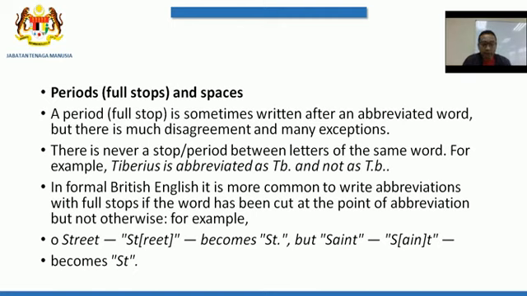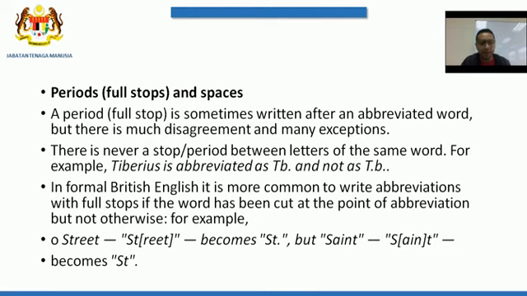A period or full stop is sometimes written after an abbreviated word, but there is much disagreement and many exceptions. Okay, what does this mean? Let's take a look. There is never a stop, a period, between letters of the same word. For example, Tiberius is abbreviated as TB and not as T full stop B full stop, right? In formal British English, it is more common to write abbreviations with full stops if the word has been cut at the point of abbreviation, but not otherwise.